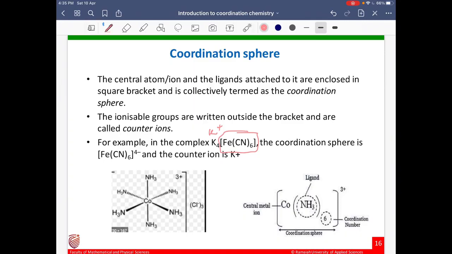So the coordination sphere is a central atom or ion and the ligands attached to it, enclosed in a square bracket and collectively termed the coordination sphere. So in the coordination sphere, the central metal atom will be there as well as the ligands. Outside the coordination sphere, there will be counterions which can be positively or negatively charged.